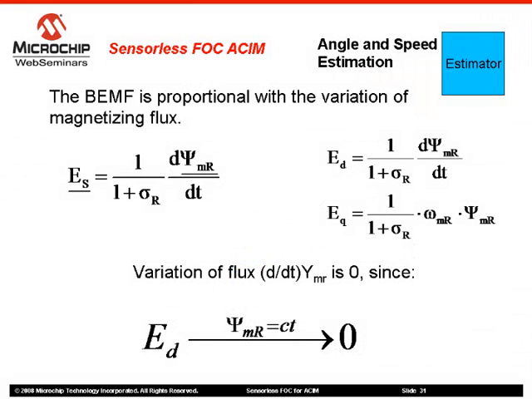The mathematical model of the back EMF is presented here, which highlights its dependence on the magnetizing flux. Separating the space vector from the back EMF equation into D and Q components, it can be seen that ED is proportional to the derivative of the magnetizing flux. This is the principle of the estimator. No variation of the magnetizing flux will make the derivative equal to 0. The Q component of the back EMF is proportional to the magnetizing flux speed and the magnetizing flux.